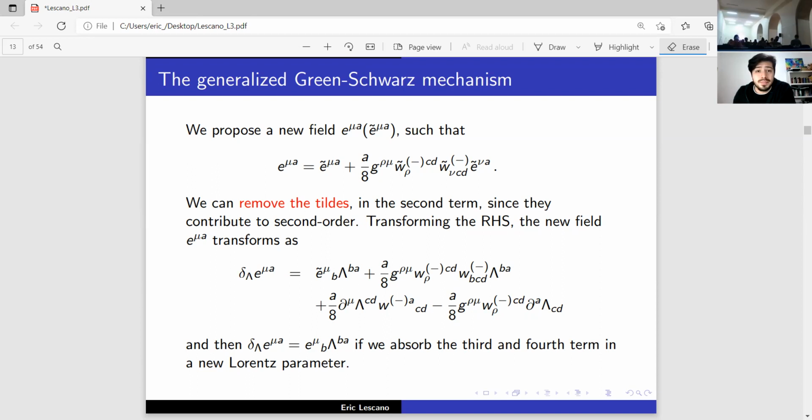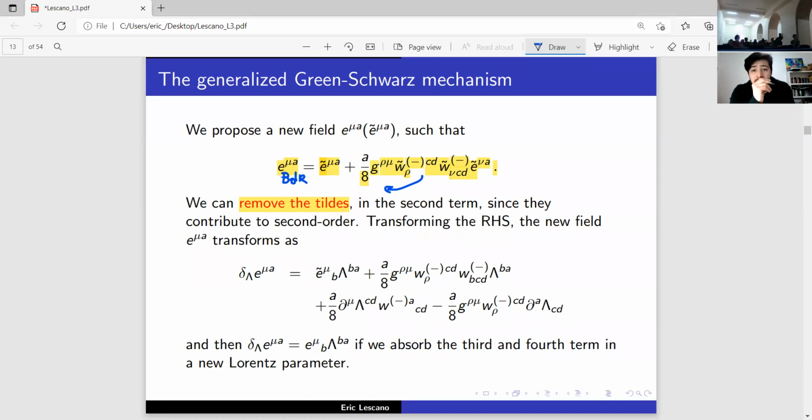So this is our new field. This is the field that we can call the Bergshoeff-de Roo field. And it's related to the previous one, the one which appeared from double field theory, through this non-covariant field redefinition. Of course, we can remove the tildes, as I was saying, because they contribute to second order. This means that we can invert this relation very easily. If we want to invert it, we just move this term to the other side and forget about the tildes, and that's the invertible map between both fields.